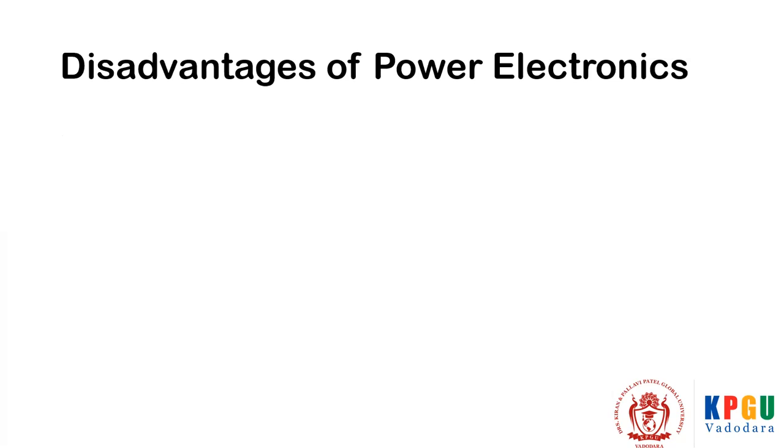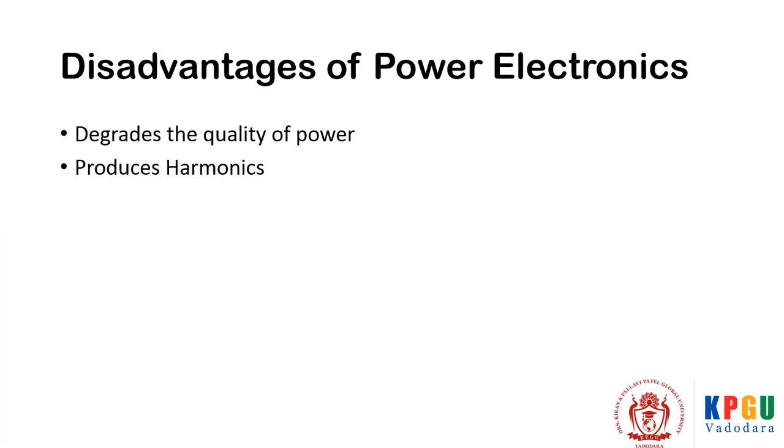Still, there are some challenges also, or disadvantages, you say. So the disadvantage is that it degrades the quality of power. Now, what is power quality? The pure sine wave which we were getting previously now gets disturbed. So the quality of power is hampered. Electronic devices produce harmonics, that is, high frequency signals which disturb other equipment are called harmonics. They are unwanted high frequency signals.